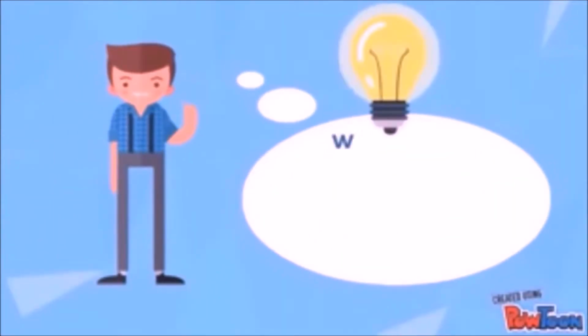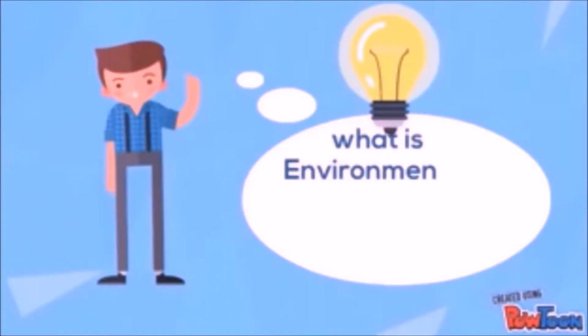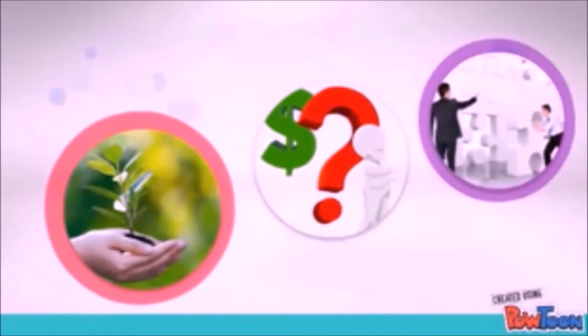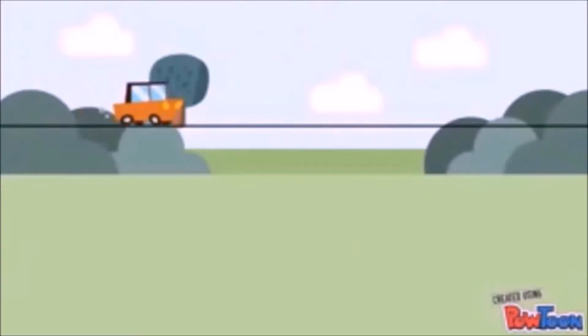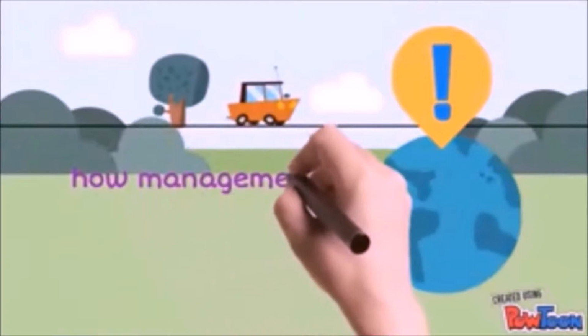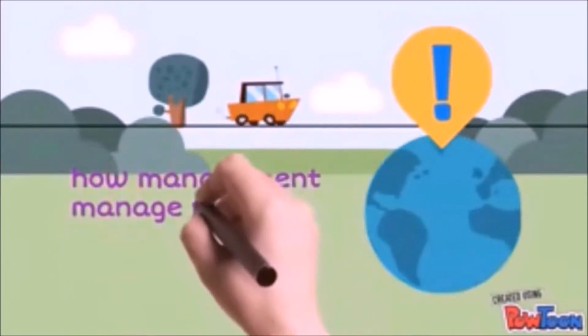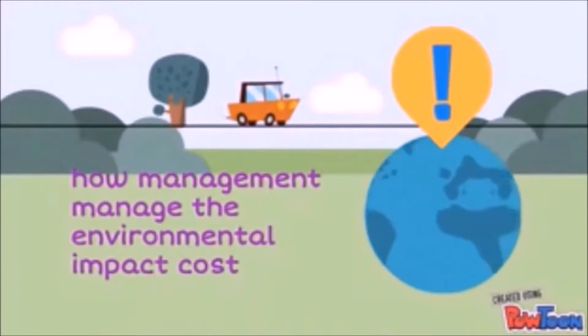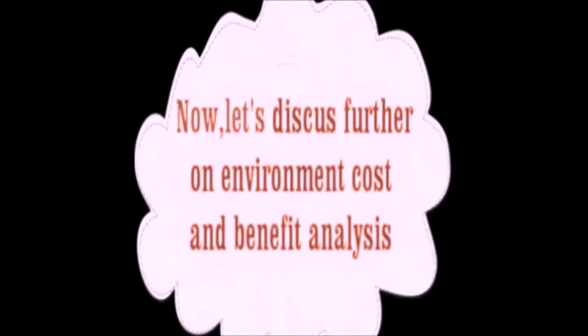Before we proceed, let us find out what is environmental cost management. Environmental is concerned with the environment, cost is the amount of money or time required, and management is the process of managing. Therefore, environmental cost management is about how management manages the environmental impact costs which arise during company business operation.